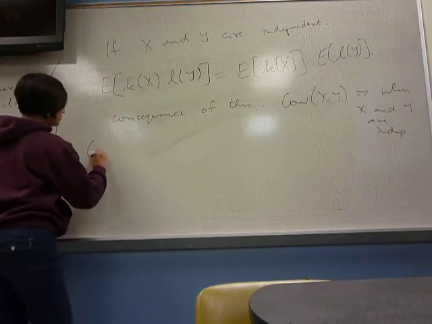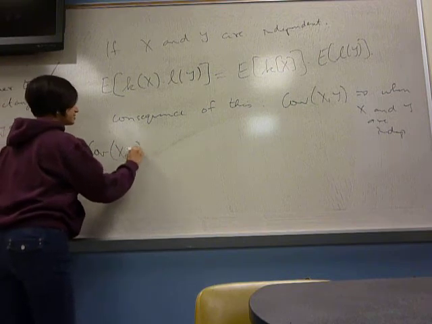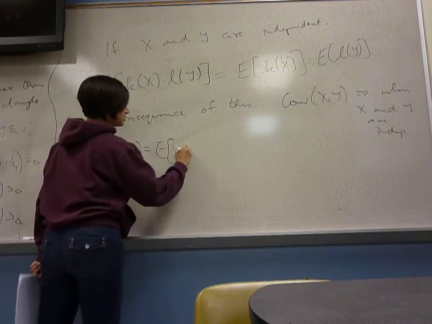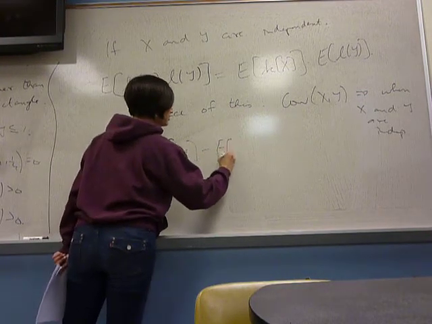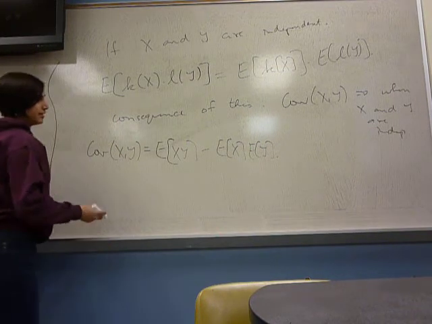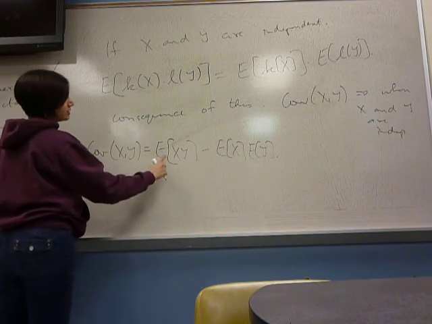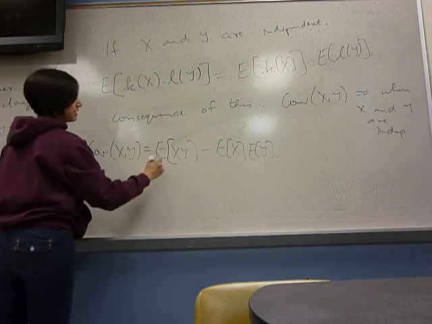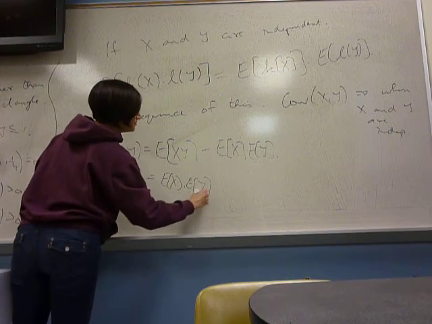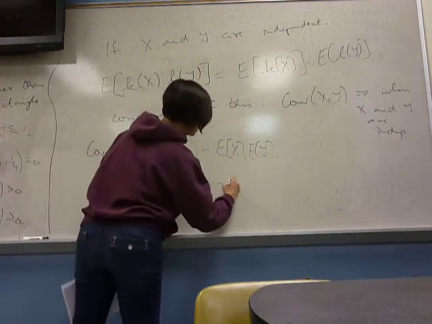Because what was covariance? So I'm kind of skipping ahead here, but covariance, you can write it like this. And if they're independent, then by this theorem, this can be written as the expectation of X times the expectation of Y. And then you're subtracting the same thing.